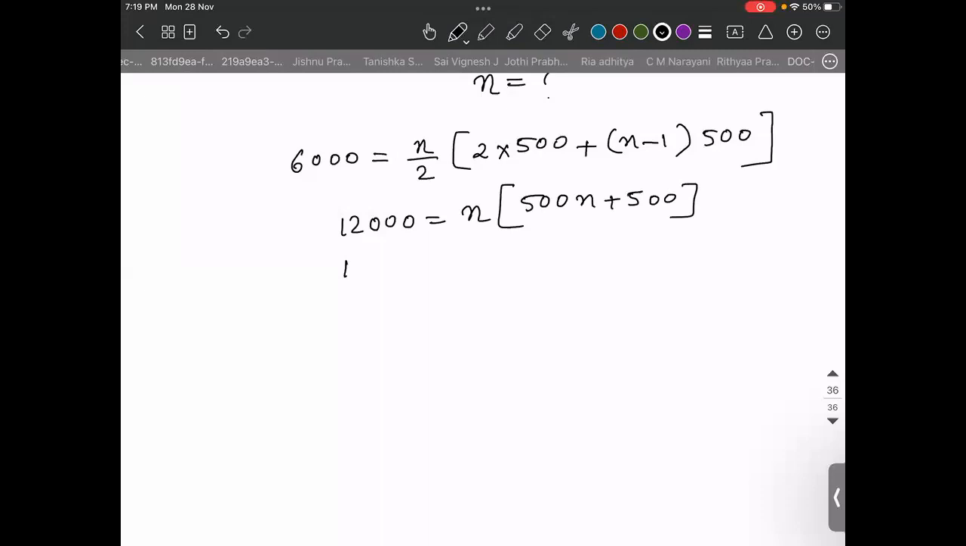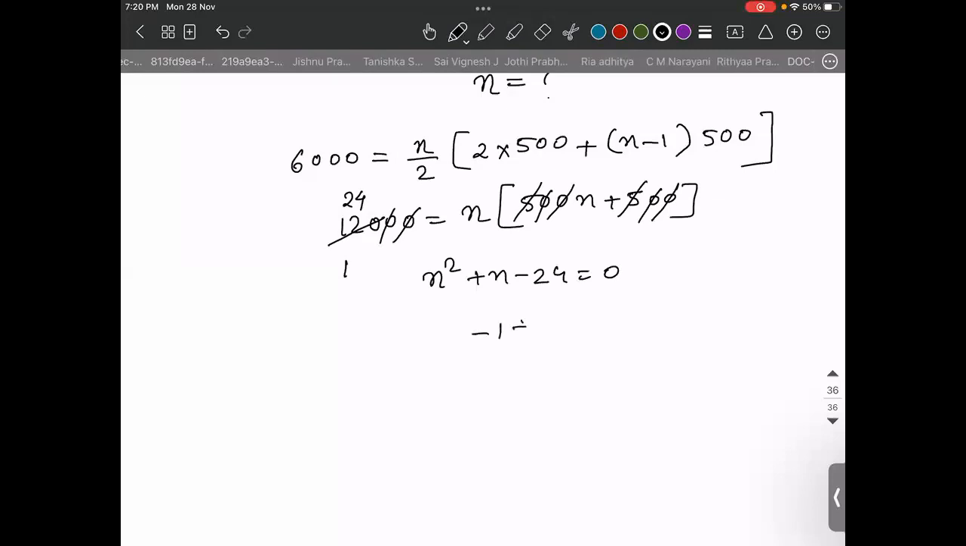Yeah, 500 you take common, so you'll cancel out these. 5 again you can cancel out. How much do you get? 24. Yes. So n square plus n minus 24 is equal to 0. How much are you getting?